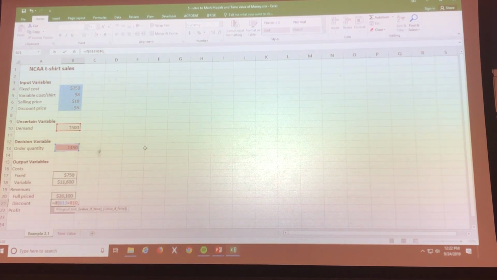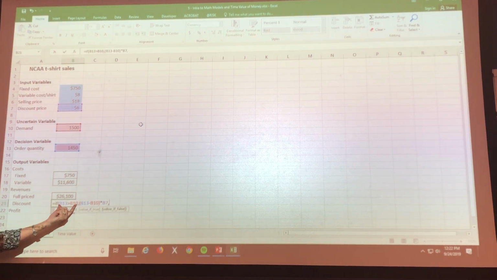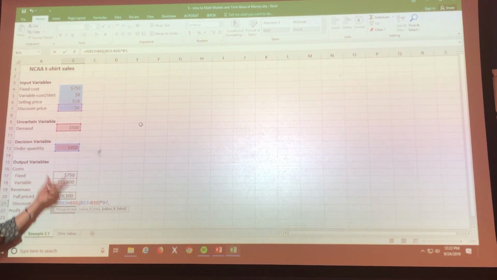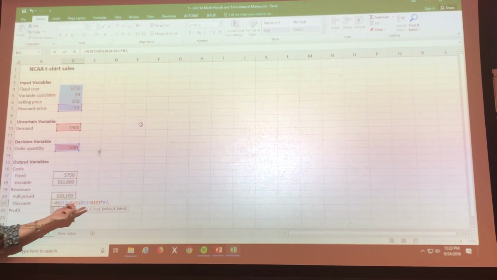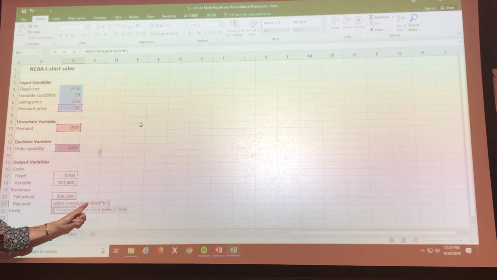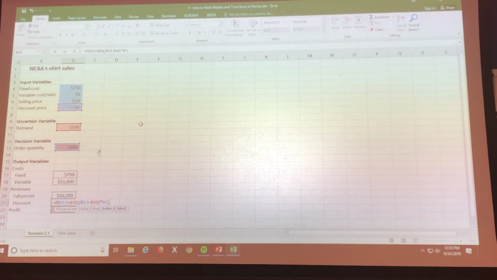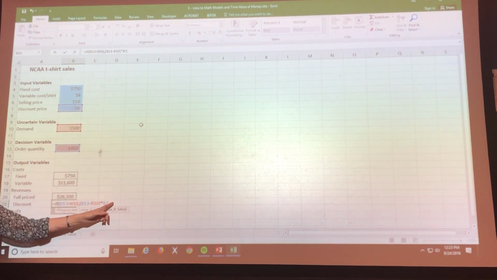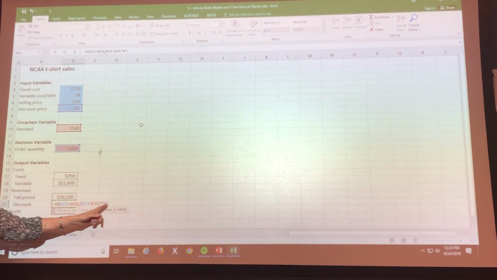Demand minus order quantity. Yeah, it's that excess of demand minus the order quantity times the discount price. And again, the only way that you're going to have discount price sales is if you ordered more than you had demand for, in which case that excess gets multiplied by the $6 discount price. If this is false, then what's your revenue from discount shirts?